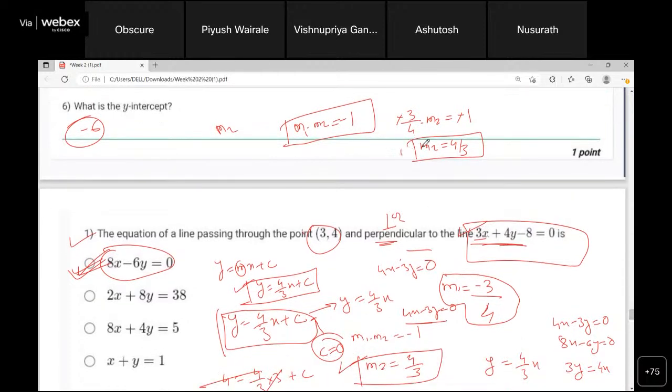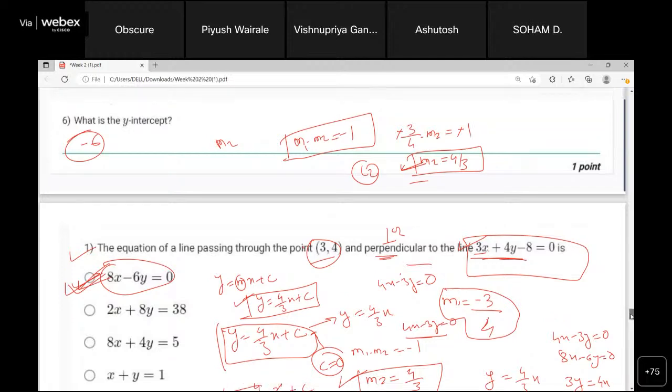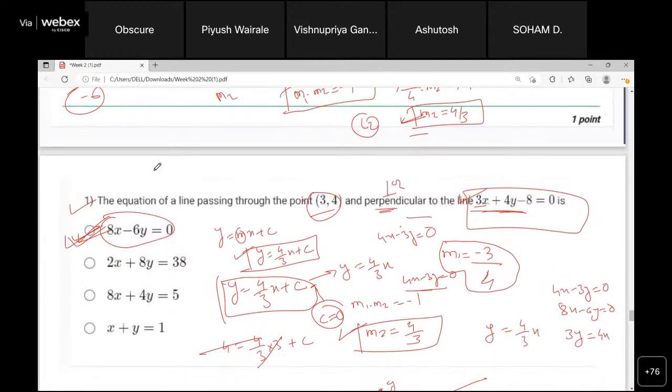Now once we get the slope of that line, say L2, we have the slope-point form. We have the slope, we have the point, so we can get the equation of a line. You can use any one of the forms. Once I get the slope, I will just use any form, right? So I can use it like this.